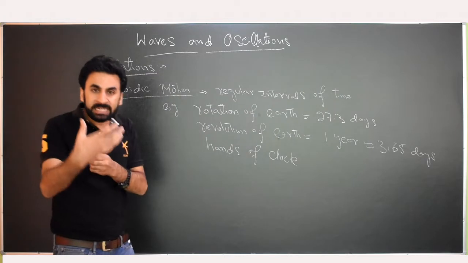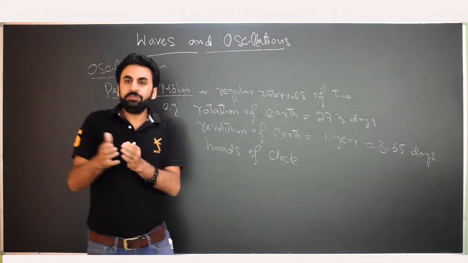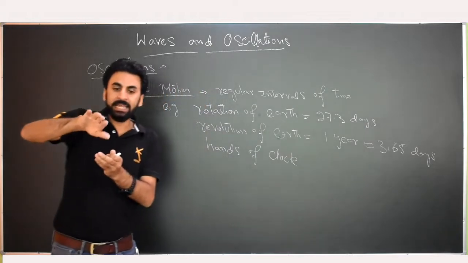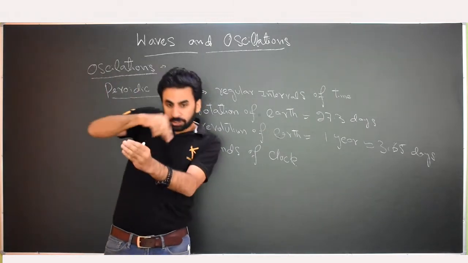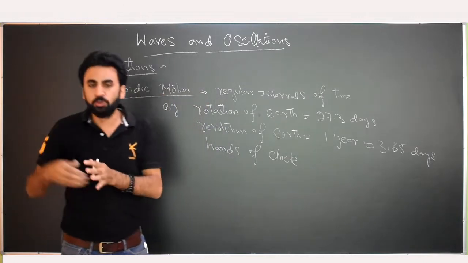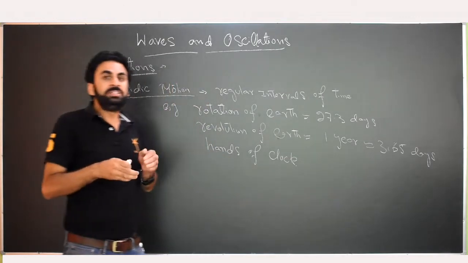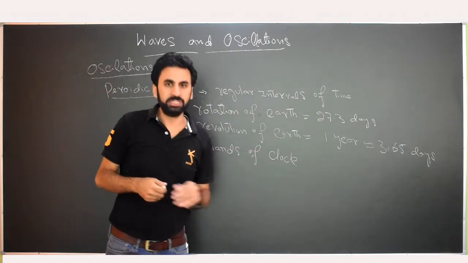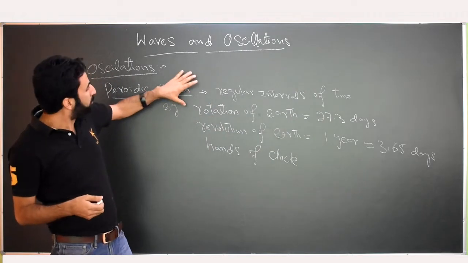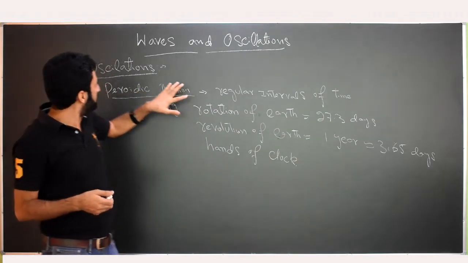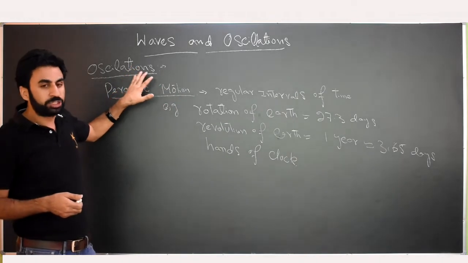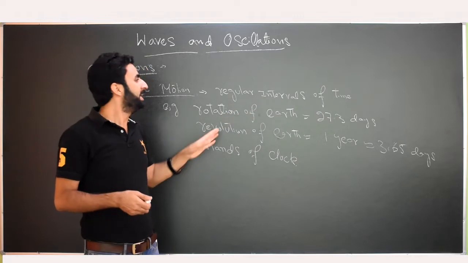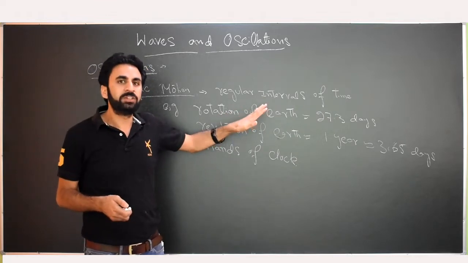Similarly, you can have the minute hand, which every time repeats its motion after regular intervals of time, and the second hand, which every time takes an equal amount of time to repeat its motion. So all those motions which repeat themselves after regular intervals of time are known as periodic motion. Before distinguishing between periodic and oscillatory motion, the only necessary and sufficient condition for a periodic motion is that it should repeat after equal intervals of time.